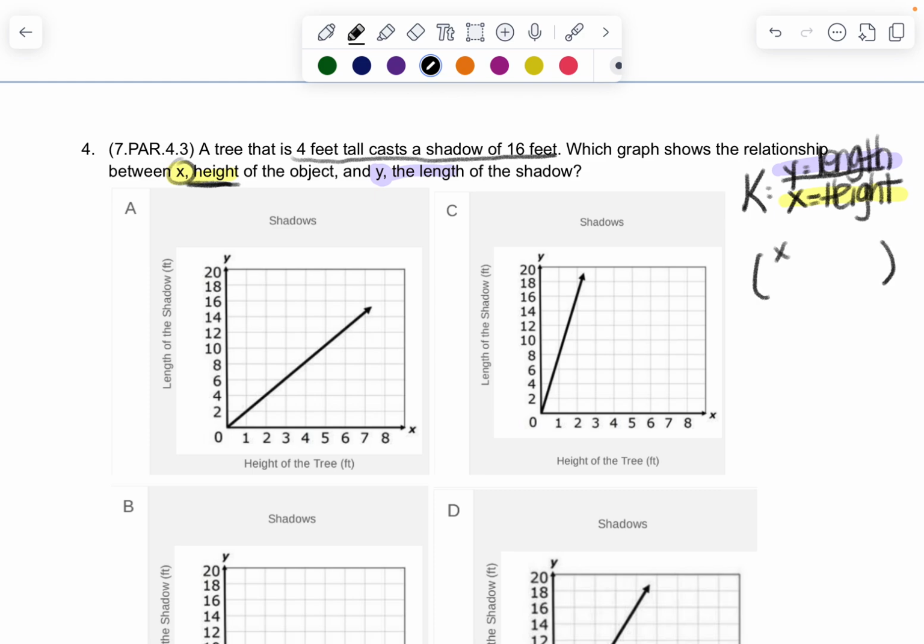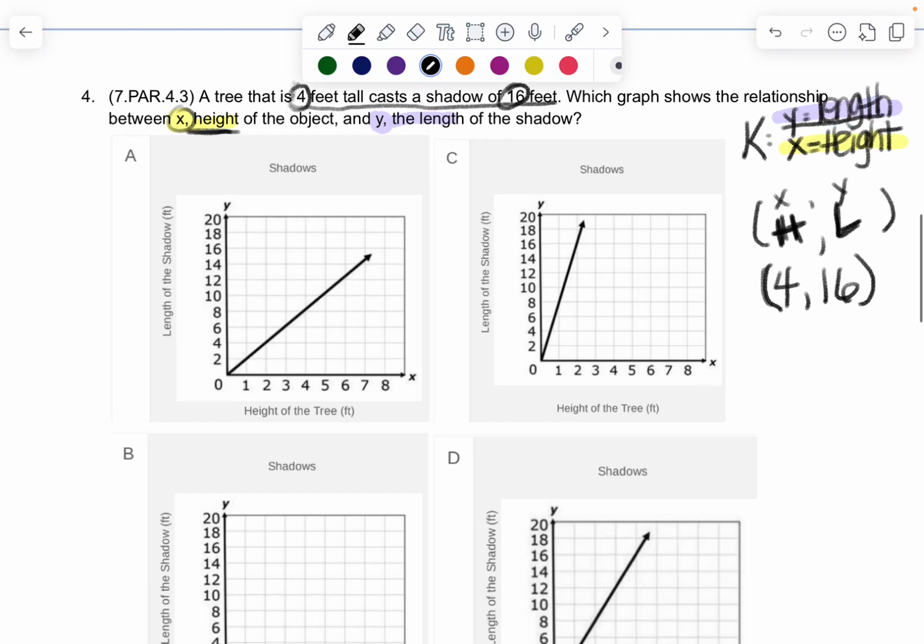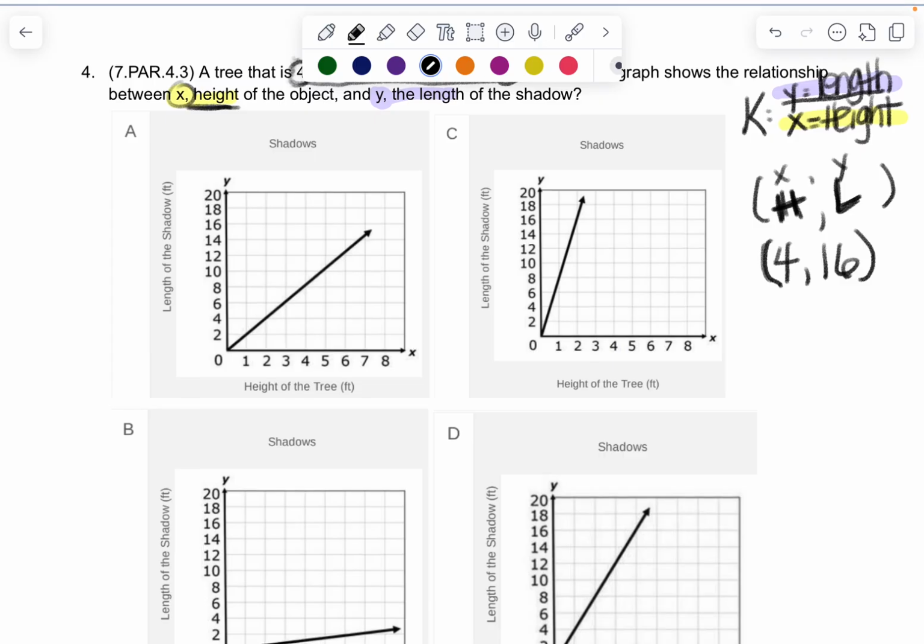This is our X value. This is our Y value. This would be our height, and this is going to be our length. Okay? So when you write that height, length, you get 4, 16. So the first thing I'm going to do is take that 4 and that 16, just see if I can plot it on here and see what happens, okay?